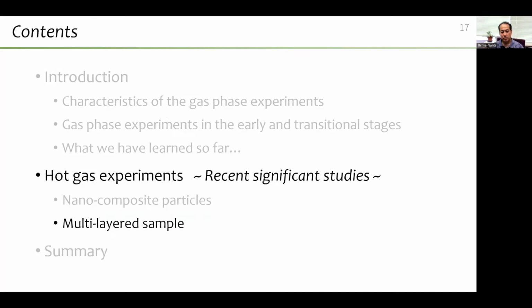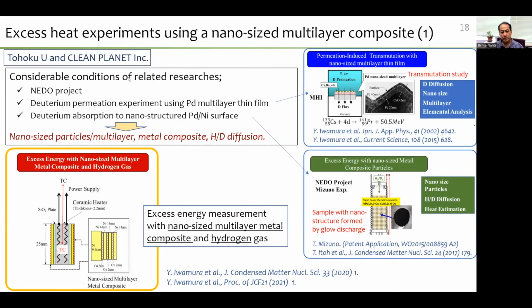So now moving to another topic, the study with the multi-layer sample. Excess heat experiment using a nano-sized multi-layer composite. This has been done by Tokyo University and the Clean Planet Group. The concept of the study is based on the considerable conditions from related research. First of all, it's the NEEDLE project I already showed.